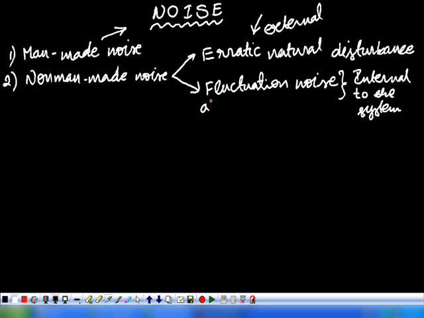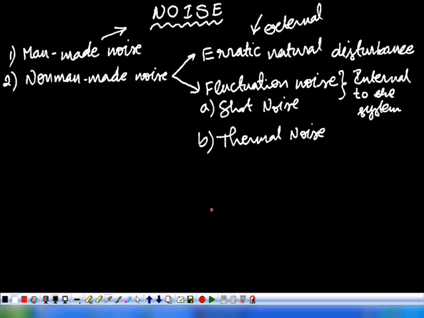Here we have two different types of noise. One is shot noise, and another one is thermal noise. These two are internal to the system, and they are called fluctuation noise. Shot noise normally occurs in vacuum tubes or semiconductor devices.